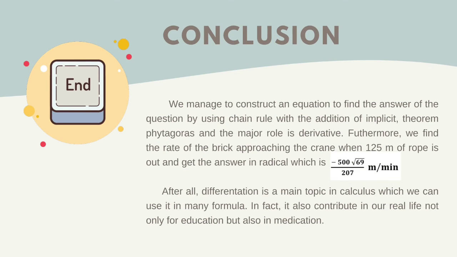Conclusion. We managed to construct an equation to find the answer to the question by using the chain rule with the addition of implicit differentiation, the Pythagorean theorem, and the major rule is the derivative. Furthermore, we find the rate of the braid approaching the crane when 125 meters of rope is out and get the answer in radicals, which is negative 500√69 over 207 meters per minute.